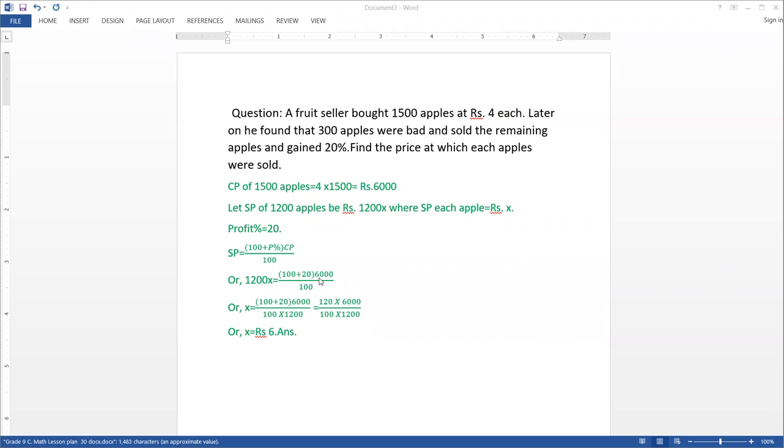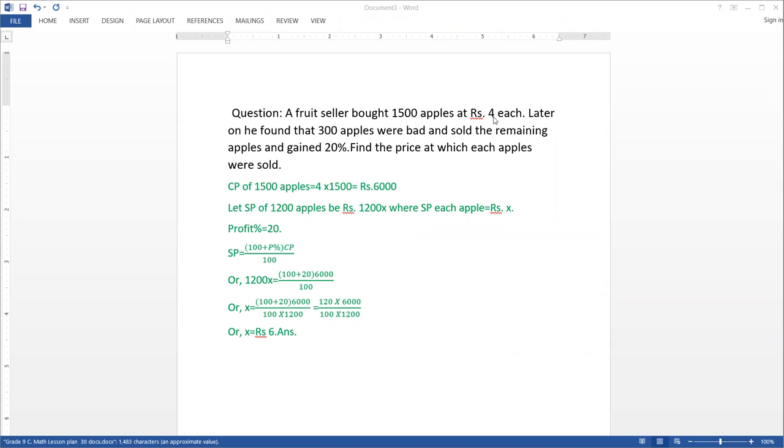So (100 plus 20) upon 100 into CP, you can see 6,000 copied from here. And then 1,200X equals 100 plus 20, which is 120, into 6,000 upon 100 into 1,200. And finally, we are getting the value of X as rupees 6. We assumed that the selling price of each apple be rupees X, and we also get the selling price of each apple as rupees X. So this is the final selling price.